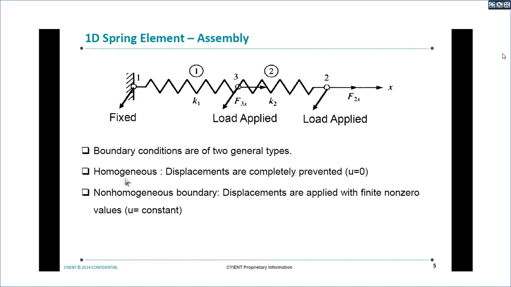Generally, boundary conditions are of two types. This we also discussed some time back. We can give either homogeneous or non-homogeneous. Homogeneous means it is completely constrained, that is, displacements will be zero. Non-homogeneous means applying constant deformations or displacements. Instead of u equals 0, we will apply constant values.